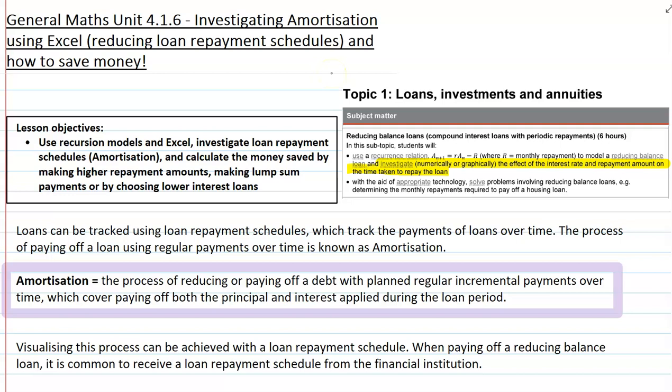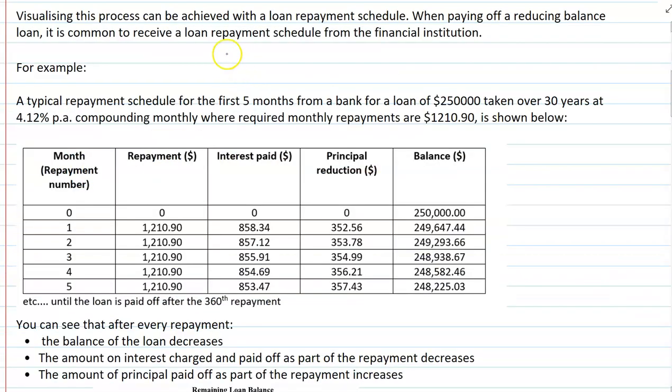The process of paying off a loan using regular payments over time is known as amortisation, which covers paying off both your principal borrowed and interest that gets applied by the financial institution during the loan period. When you take out a loan with some sort of financial institution, it's common that you'll receive a loan repayment schedule from the financial institution, so you can track what's happening with your payments. I'm going to look at an example that I've made up where I'm showing you a typical repayment schedule that you might see from a financial institution.